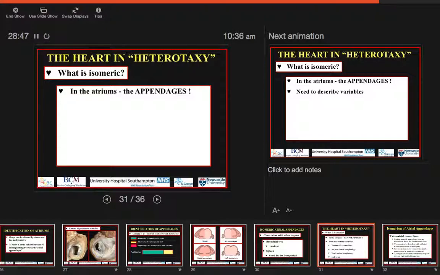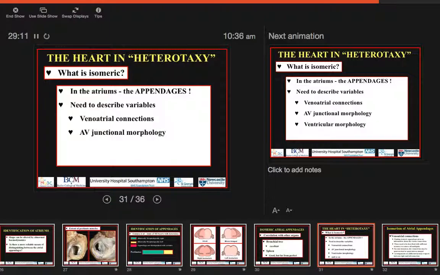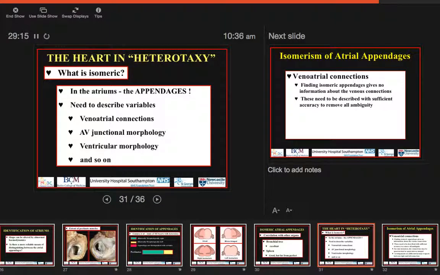Because if I'm going to give you the full picture, and that's what Dr. Snehal has asked me to do, give you the full picture, we have to describe all the variables. So what are those variables? The veno-atrial connections. This, in fact, is the most significant variable in patients who have isomeric appendages. AV junctional morphology, ventricular morphology, and so on.